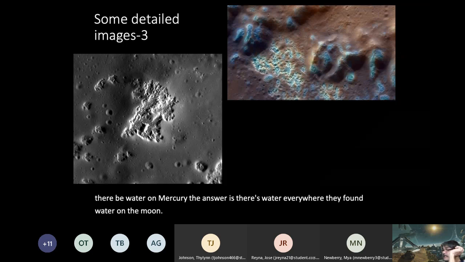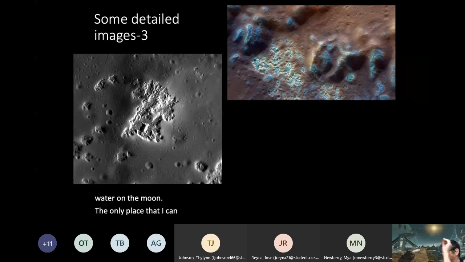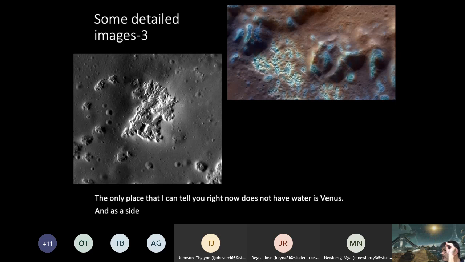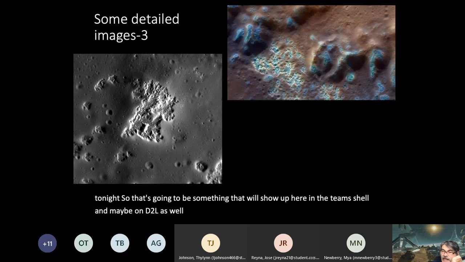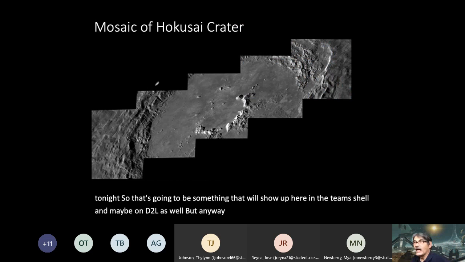The only place that I can tell you right now does not have water is Venus. And as a side note, I am going to be making a recording on Venus and Earth tonight. So that's going to be something that'll show up here in the Teams shell, and maybe on D2L as well. But anyway, let's see. Where are we at?